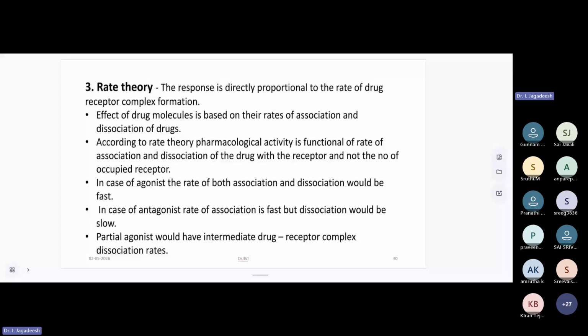So the first theory is occupational, the second is induced fit, and the third is rate theory. What it says is that the effect of a drug molecule is based on its rates of association and dissociation. How do we know this? Because most of the time in our chemical synthesis, we start with the reactants and end with the products.